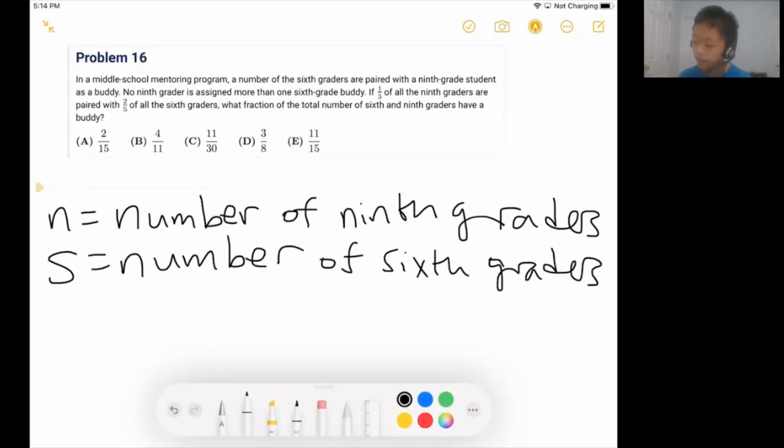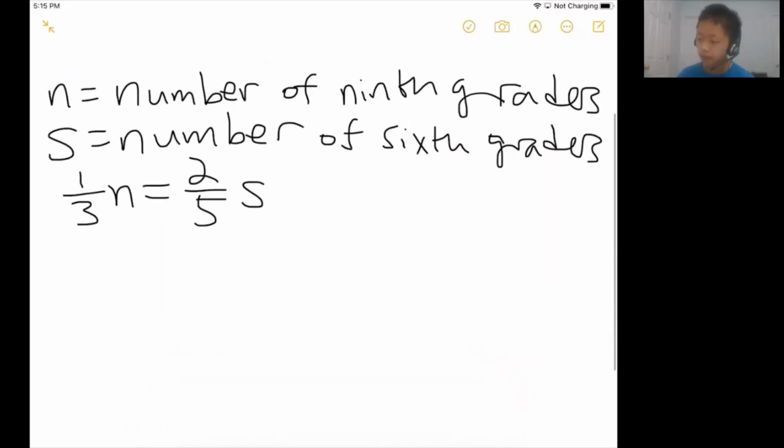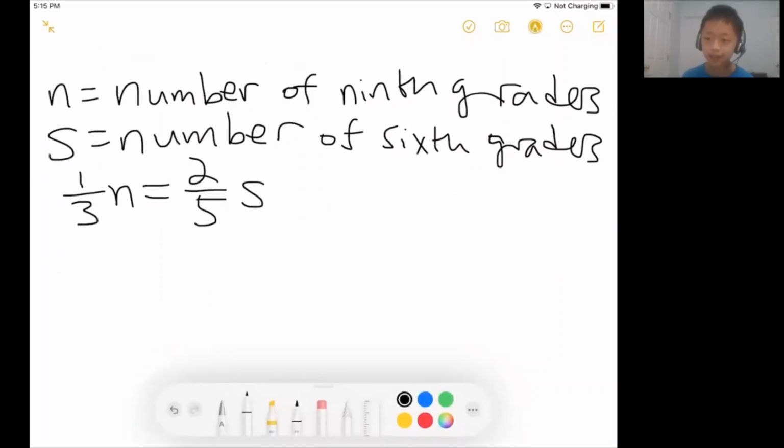We're given that 1/3 of all the ninth graders are paired with 2/5 of all the sixth graders. That tells us that 1/3 of n, so 1/3 of all the ninth graders, must equal 2/5 of all the sixth graders, which is 2/5 s. We want to know what fraction of the total number of sixth and ninth graders have a buddy. So if we multiply by 5 on both sides and multiply by 3 on both sides, then we would have 5n is equal to 6s.